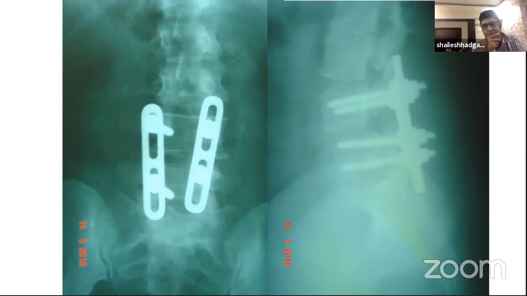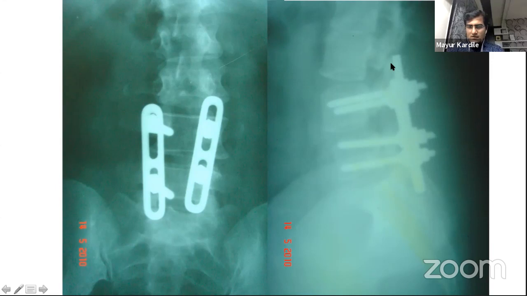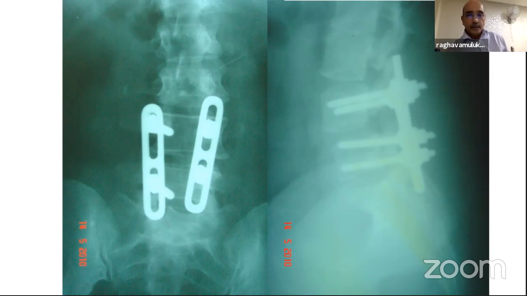Okay, Steffi. This was Steffi, 2010. Can somebody point out what's happening here, apart from the instrumentation? I think there is a lytic listhesis at L3-4? Yeah, that was created. That's an iatrogenic listhesis that is created now.